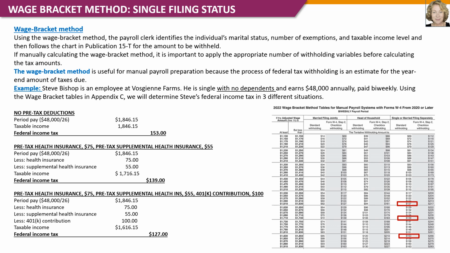Our last example is like the second example, but we have an additional pre-tax deduction for 401k deductions of $100, which lowers the taxable income to $1,616.15. Going back to the table, we find the correct row for the taxable income of $1,616.15, which is $127.